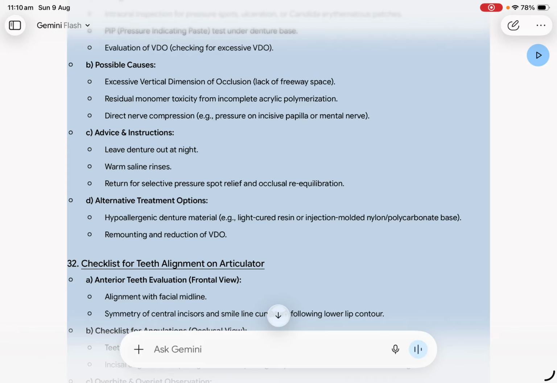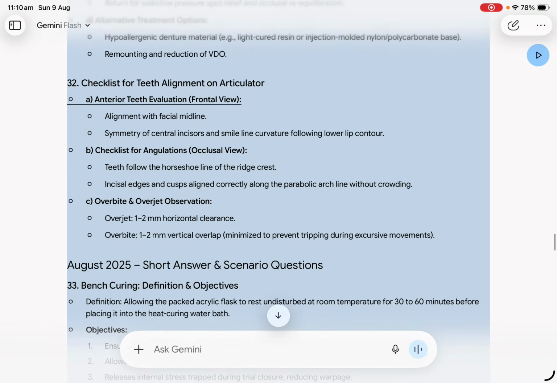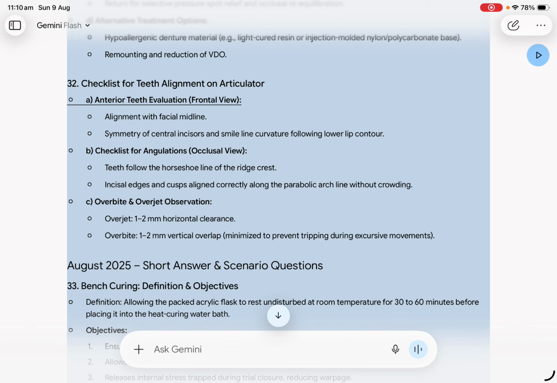32. Checklist for teeth alignment on articulator. A. Anterior teeth evaluation, frontal view: alignment with facial midline, symmetry of central incisors, and smile line curvature following the lower lip contour. B. Checklist for angulations, occlusal view: teeth follow the horseshoe line of the ridge crest. Incisal edges and cusps are aligned correctly along the parabolic arch line without crowding.